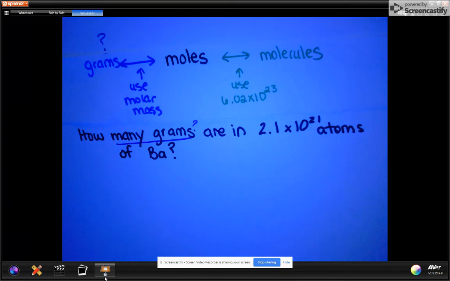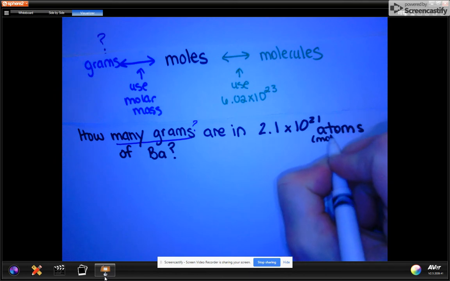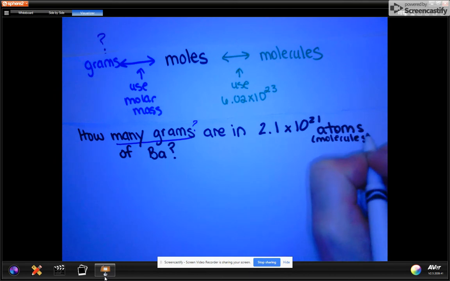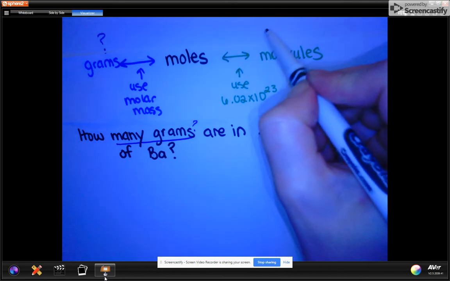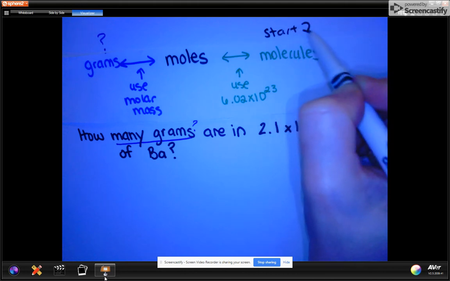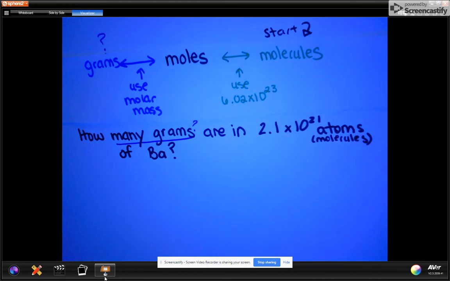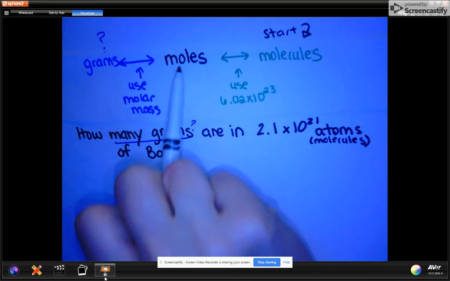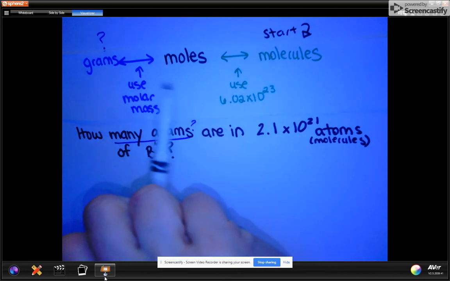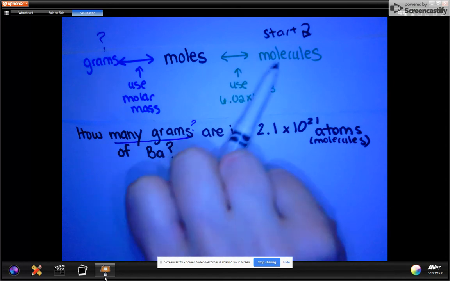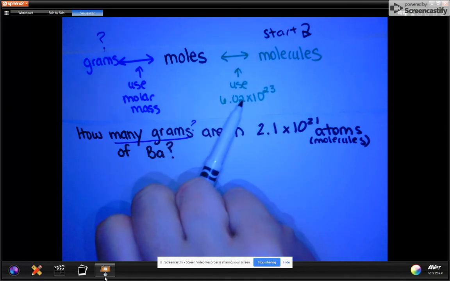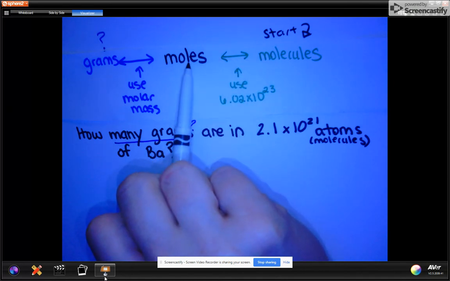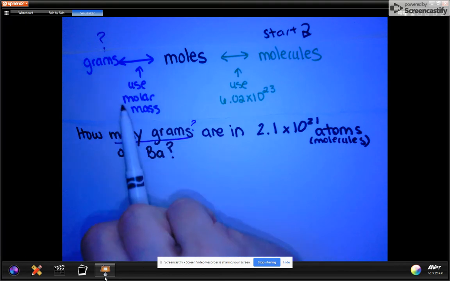You do have to remember that atoms can be used interchangeably with molecules. So this is where we're starting. There's no path that gets you from molecules to grams without first going through moles. That's why it's written this way. So the first thing you have to do is use 6.02 times 10 to the 23rd to get to moles. And then to go from moles to grams, use molar mass.